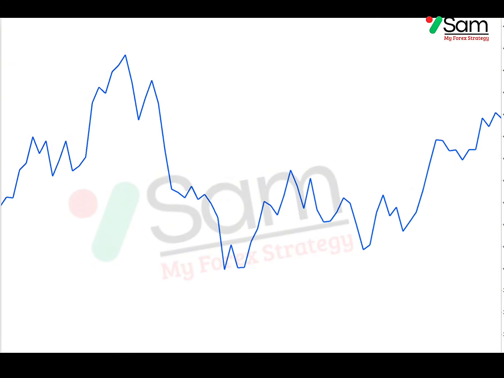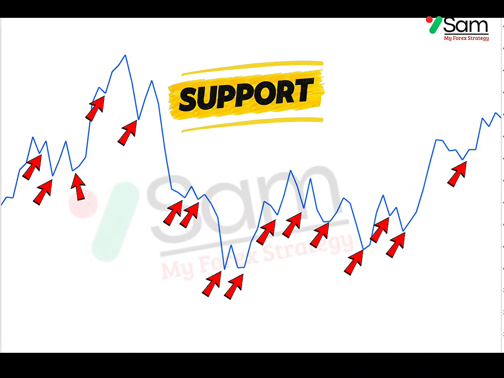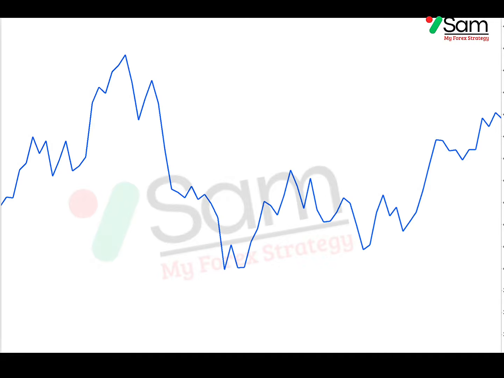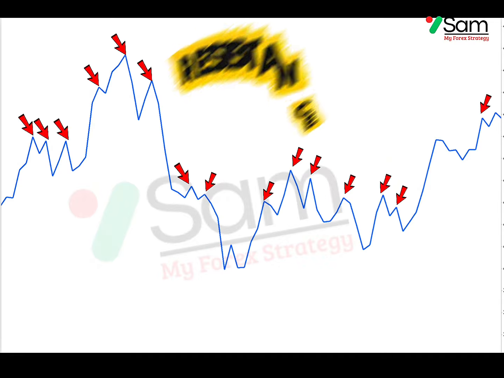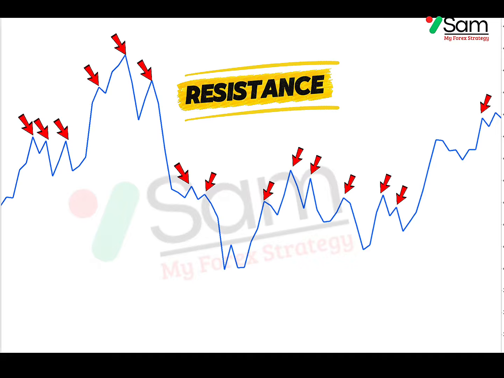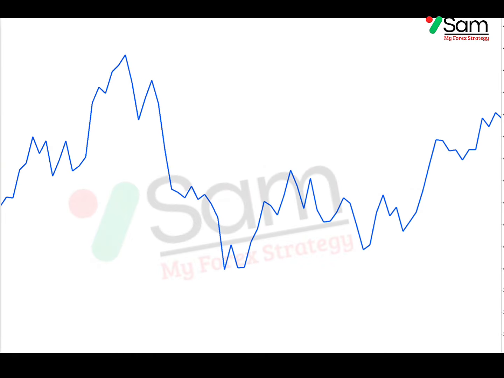To find support, look for a V shape. To find resistance, look for an A shape. No matter how small the shape is, it is still valid as support or resistance. For example, here, there is a small resistance shaped like an A. Is this valid? Yes, this is valid, because it already forms the letter A. That's how simple it is.